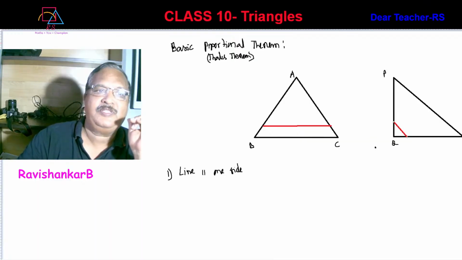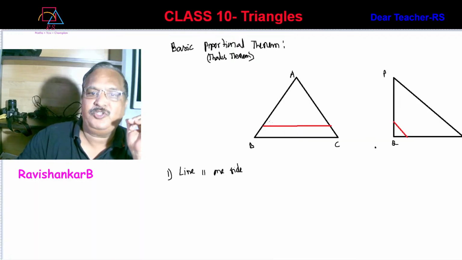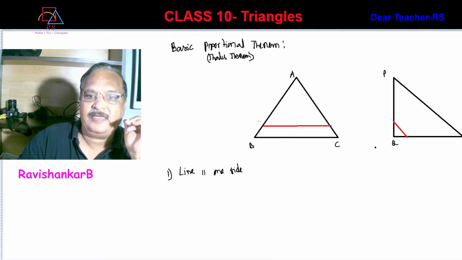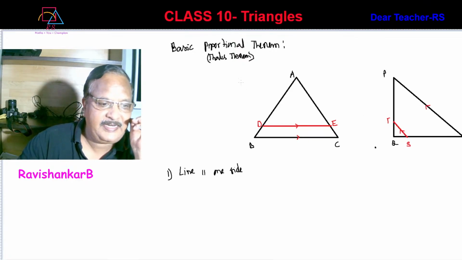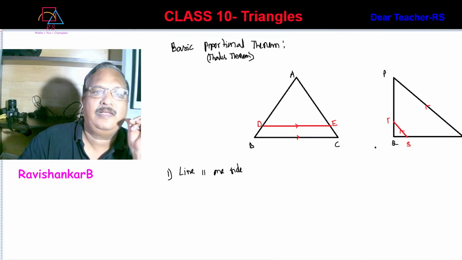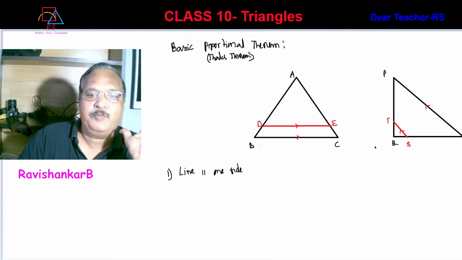Okay, so that means I have taken two lines. Here let me give the names for this line DE, and here this is ST. I will put the parallel symbol on both. This arrow mark indicates parallel. Now in both the triangles, one line is parallel to one side.